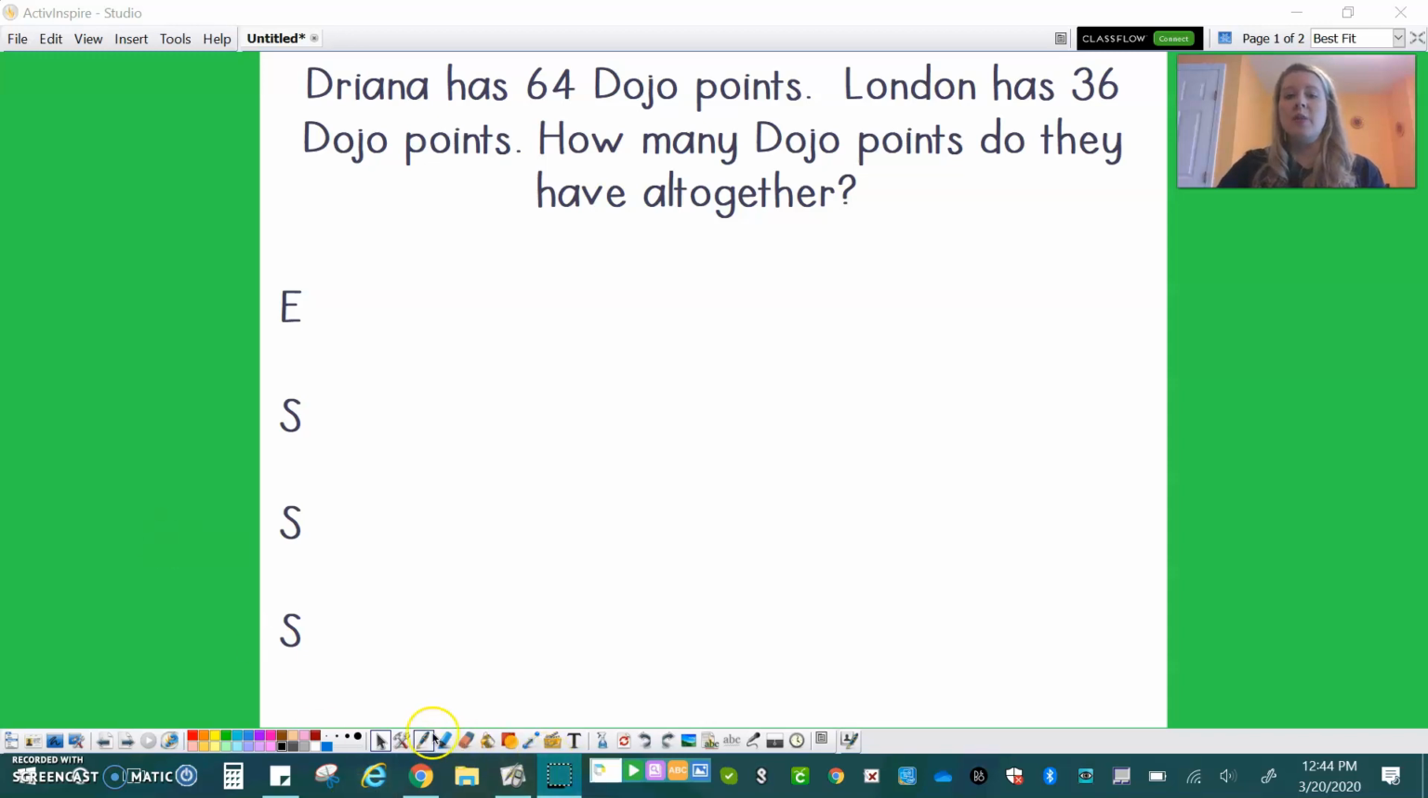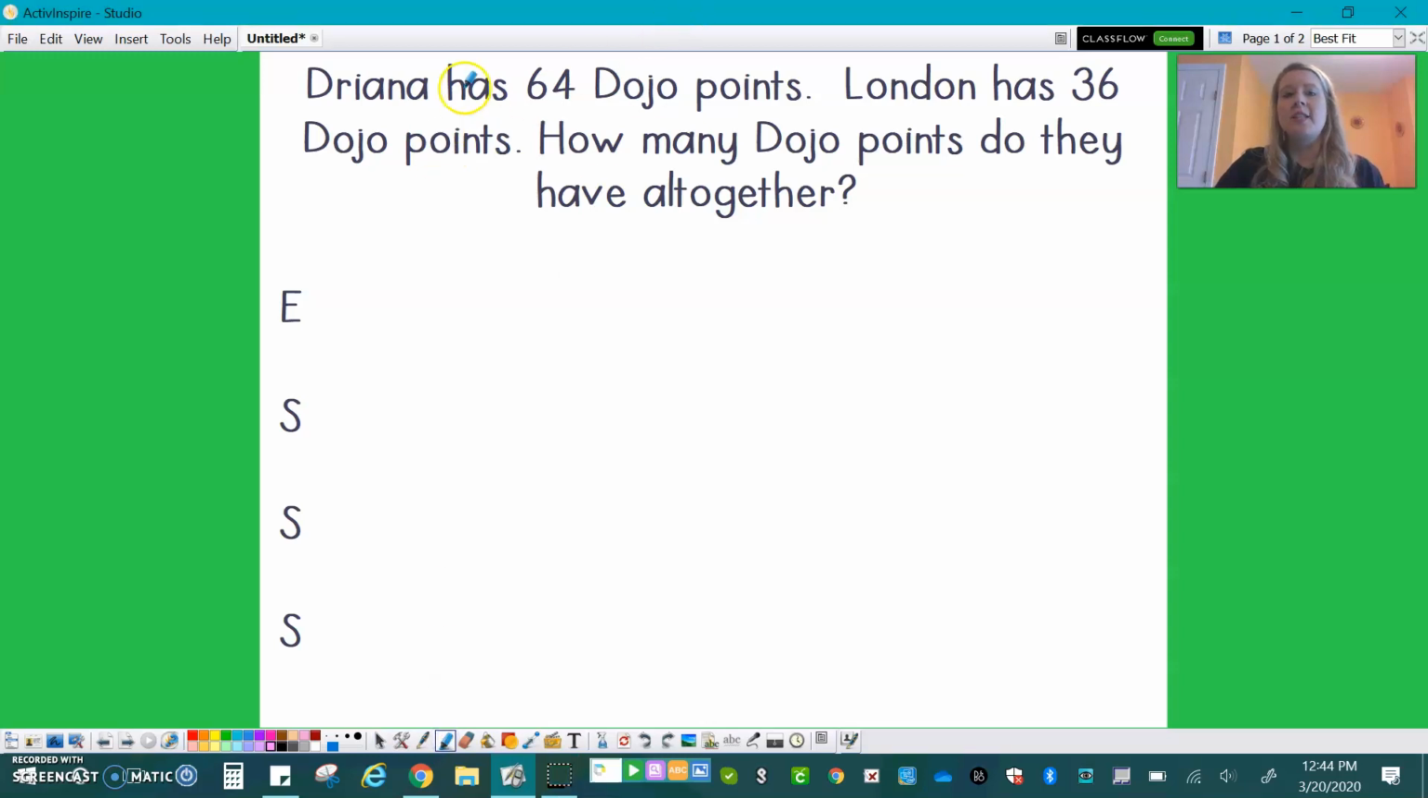Now, the first thing we do when we're doing a story problem is we visualize what's happening in our brain. This helps us to picture what's going on. I'm going to highlight certain points in the story problem that help me to picture what's going on in my mind. So I can see that Driana has 64 dojo points. So I can see in my mind the dojo screen up with Driana's name and the number 64 in the bubble. London has 36 dojo points. So again, I can see in my head London's little class dojo avatar with the 36 points in the bubble. How many dojo points do they have all together?